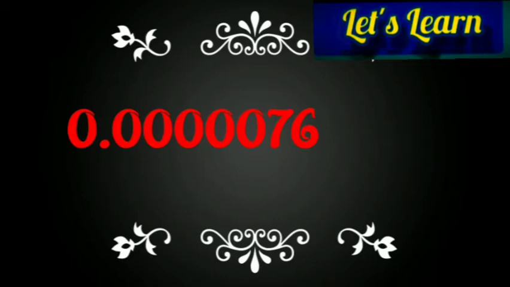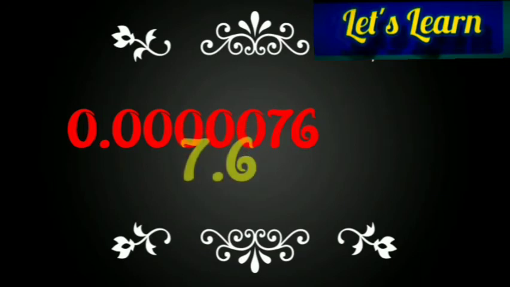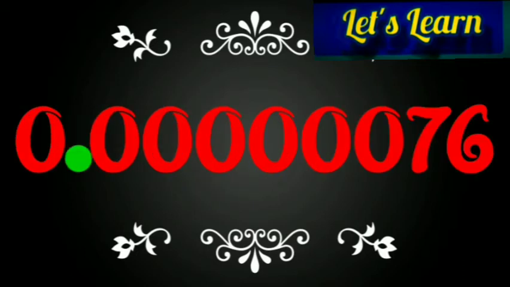Now comes the process of standard form. Here is the number. Our target is to make it a standard form. There is nothing multiplied here, so it is 10 to the power 0. As you know, any number to the power 0 is 1. So in place of 1, we can write 10 to the power 0. Now, let us see. This number will become 7.6 if we make it in standard form. Let us see how it happens.